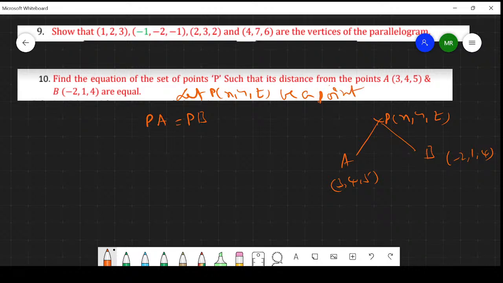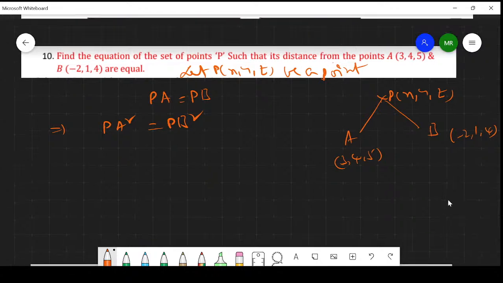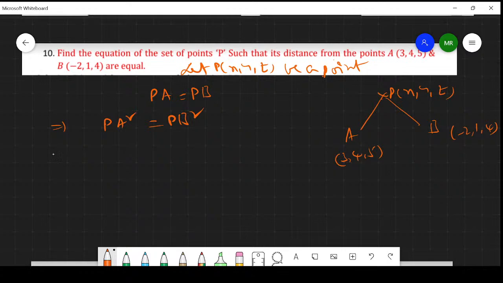Take a point P. In the locus, PA equal to PB is given. If we do squaring on both sides, PA square is equal to PB square, because no need to write square root. Do squaring on both sides. What is PA square? Now, again root is not required, because since PA square, I can eliminate the root.